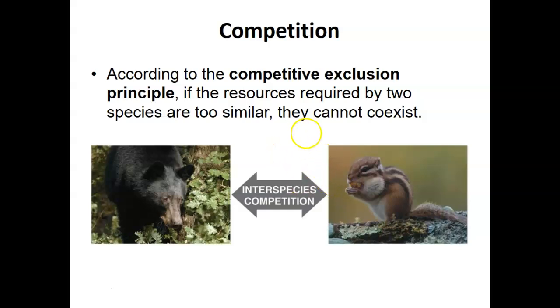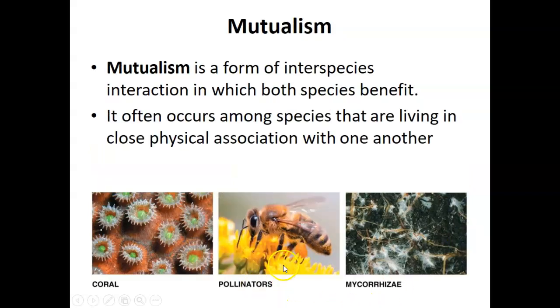First, competition. According to the competitive exclusion principle, if the resources required by two species are too similar, they cannot coexist. So when the resources are limited, the competition interaction will exist, and then only the stronger one will win. Mutualism, the flowers and their pollinators, they are both getting benefit from each other. So mutualism is a form of interspecies interaction in which both species benefit. It often occurs among species that are living in close physical association with one another.